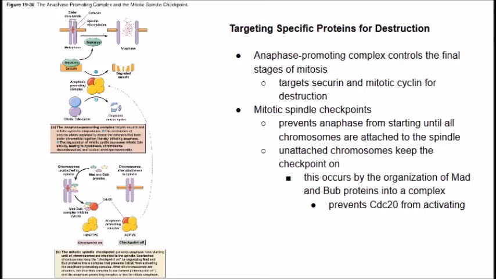The checkpoint is left on by these MAD and BUB proteins attaching to the anaphase promoting complex, or the red area of the anaphase promoting complex, which is called CDC20. This prevents CDC20 from activating the anaphase promoting complex. After all the sister chromatids have attached to spindles, the MAD and BUB proteins are no longer formed, the checkpoint is turned off, and the anaphase promoting complex is free to initiate anaphase.